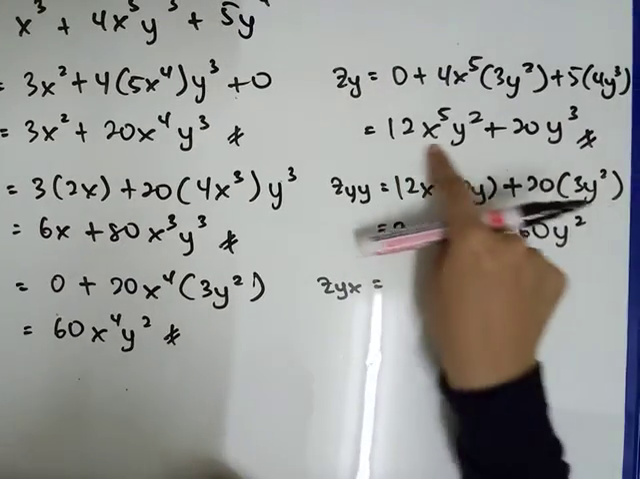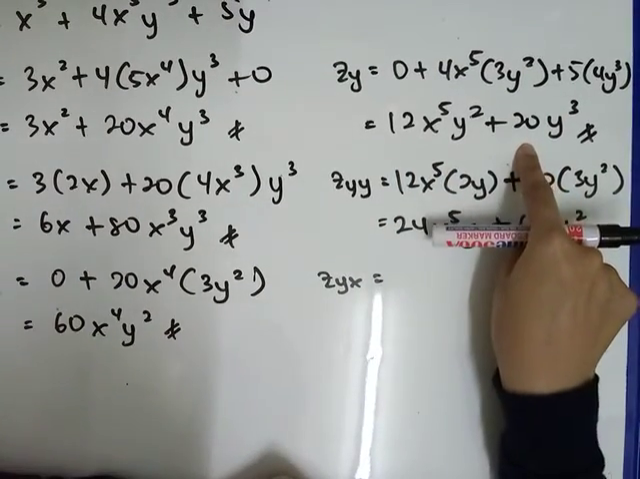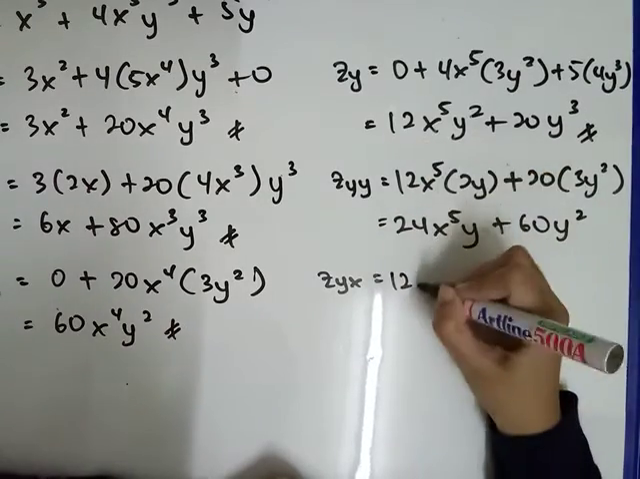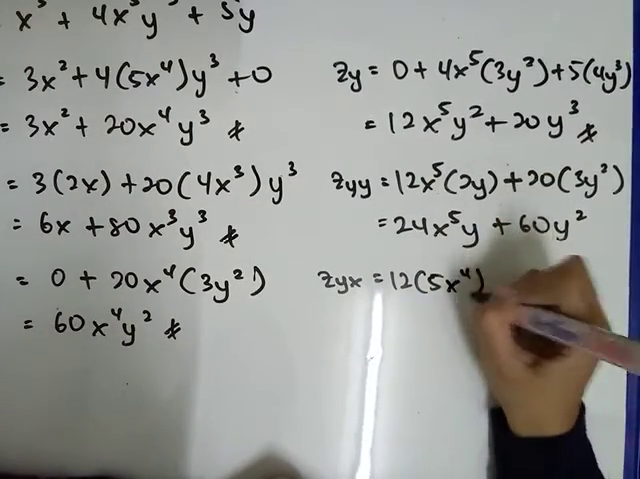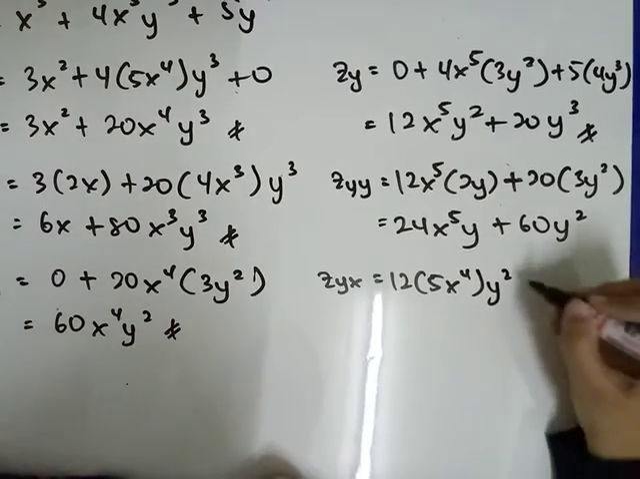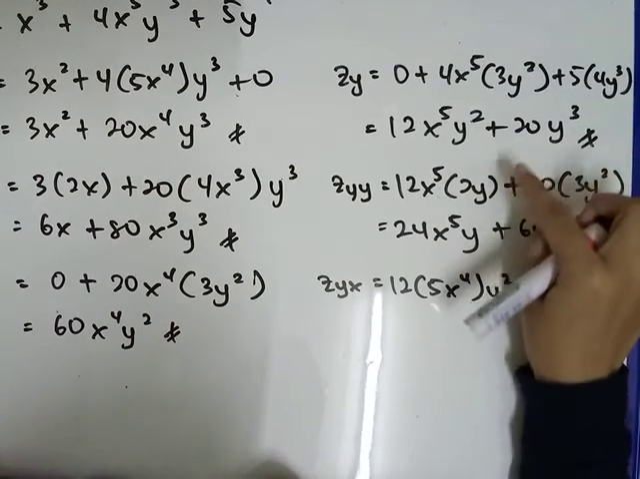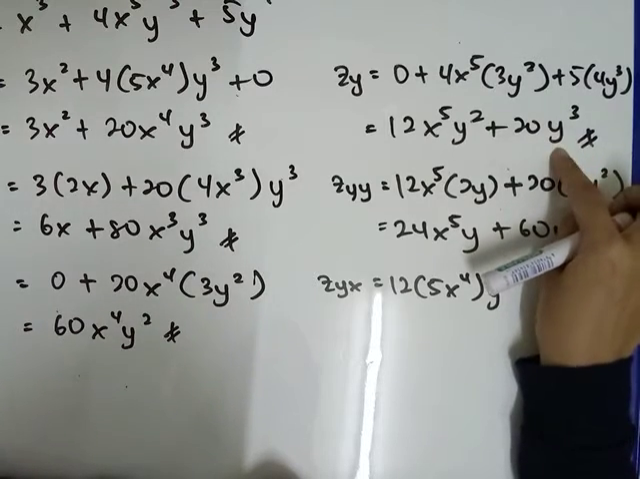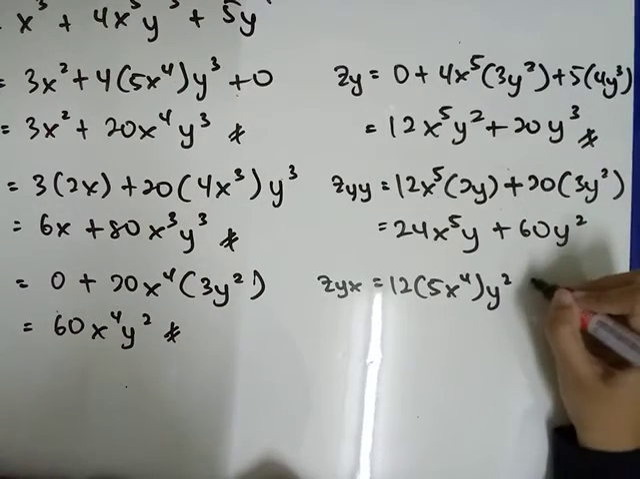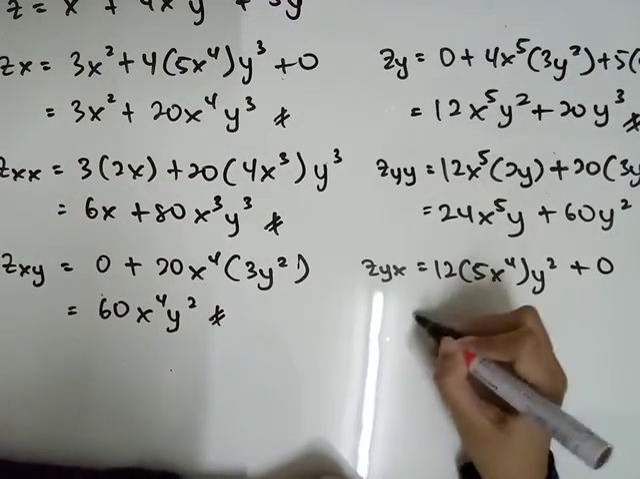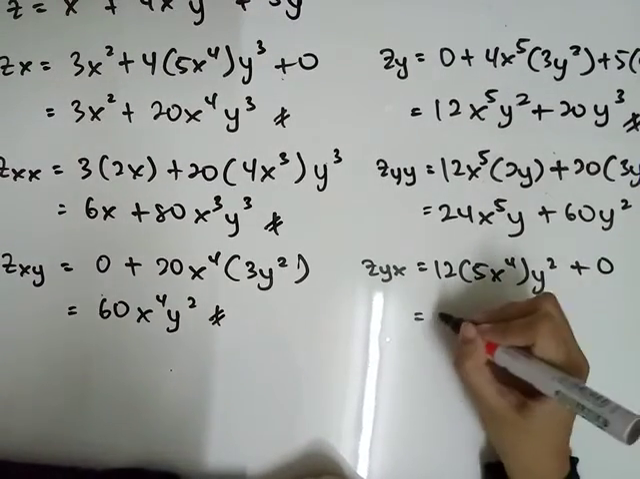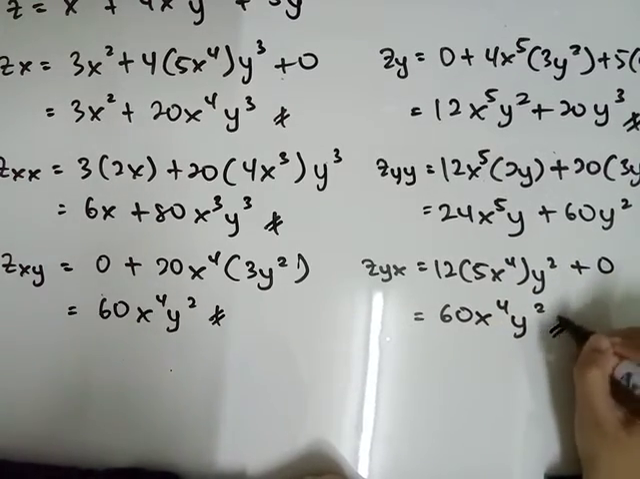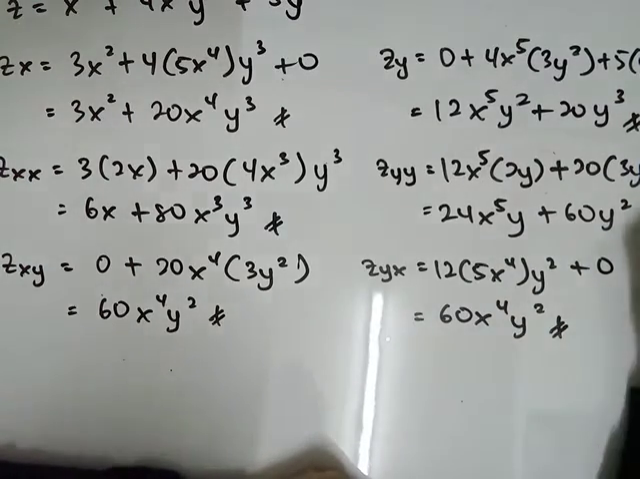And then for zyx, second derivative with respect to x, from zy. So 12 is constant. Differentiate x power 5, we get 5x power 4. Y squared is a constant. And then 20y cubed is a constant because it doesn't have a variable x. So differentiate constant, we get 0. So you need to solve 12 times 5, we get 60x power 4 y squared. Okay, this is the answer.